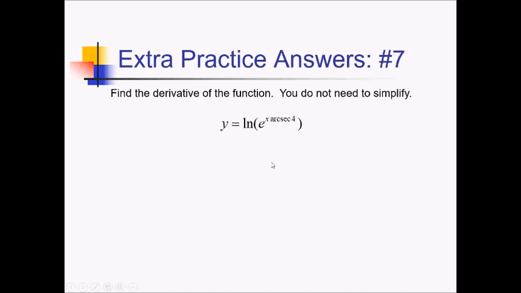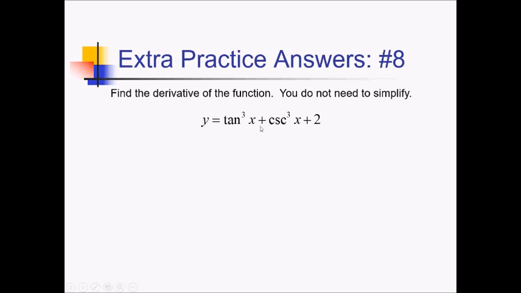To make our lives easier on this one, we're going to use log rules to cancel some things out. Ln and e are going to cancel, leaving us with just the exponent here, x arcsecant of 4. But now, when you're taking the derivative of this thing, the key here is recognizing that arcsecant of 4 is a constant. It's actually a constant. So if you're taking the derivative of x times a constant, you just get the constant, which in this case is arcsecant of 4.